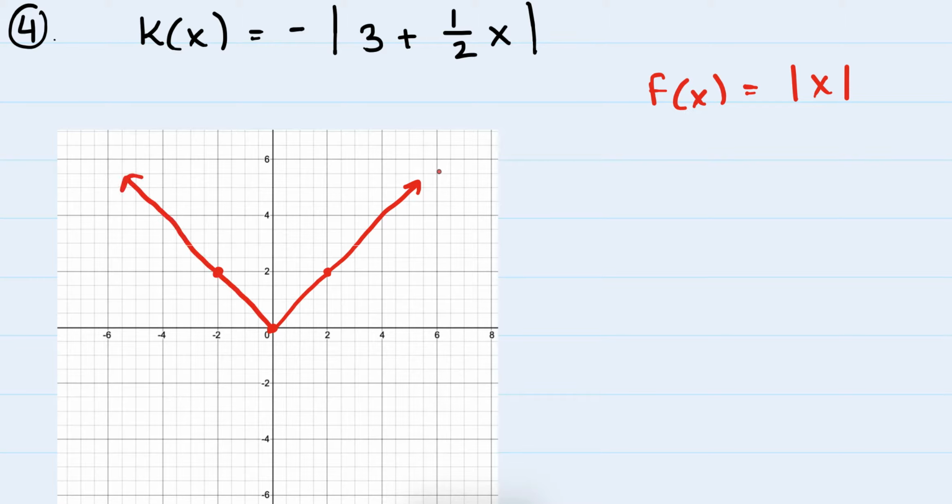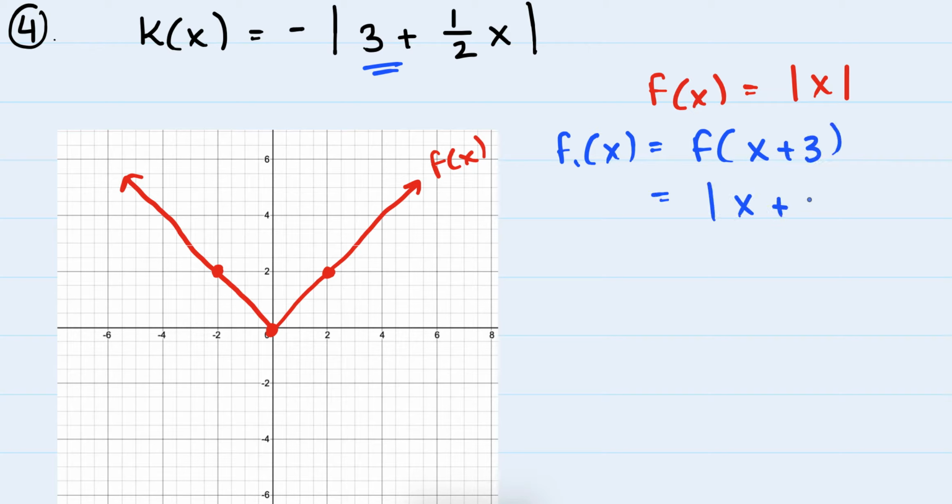Okay, so this is f of x, and I know it goes through (0, 0), (2, 2), and (-2, 2). Now, let's define the next function. I want to make it look like this. What I'm going to do is take care of this 3 first. So I'm going to take f, and I'm going to add 3 on the inside, which will give me x plus 3. Okay? I suggest always doing horizontal shifts first.